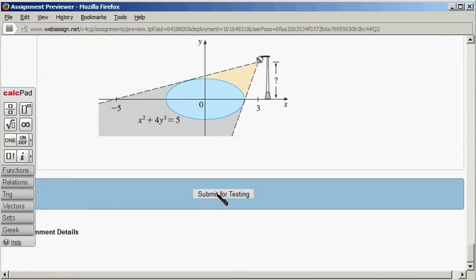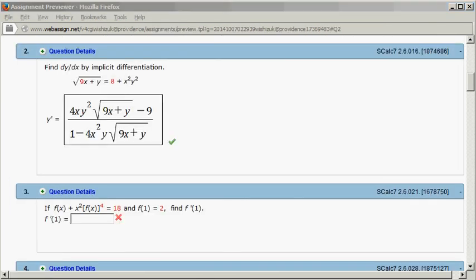All right, submit for testing. It came back, and it looks like we got this one correctly. All right, that's it. I hope that this was clear.